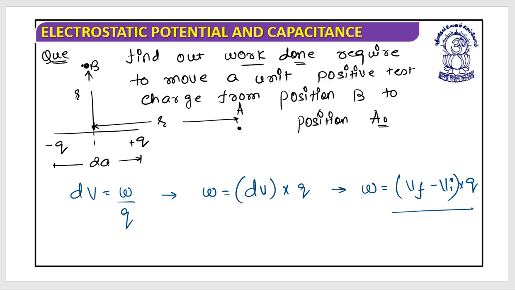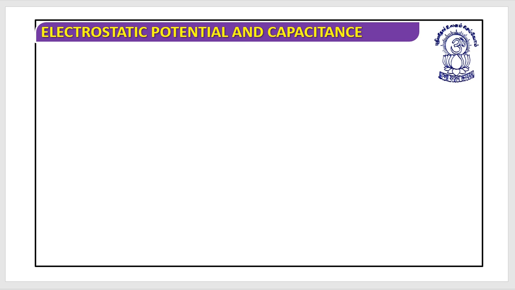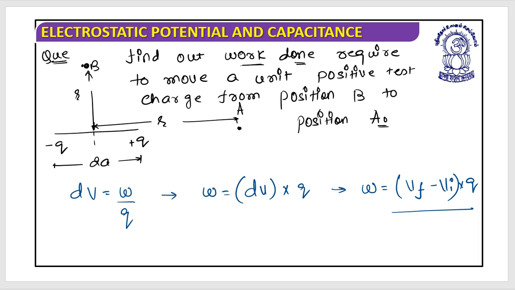So if I write this, let's look: this would be the minus q, this would be the plus q. At this point it is location A, at this point it is location B. This is R, even this is R. Yes, you need to transfer a unit positive charge from position B to A.